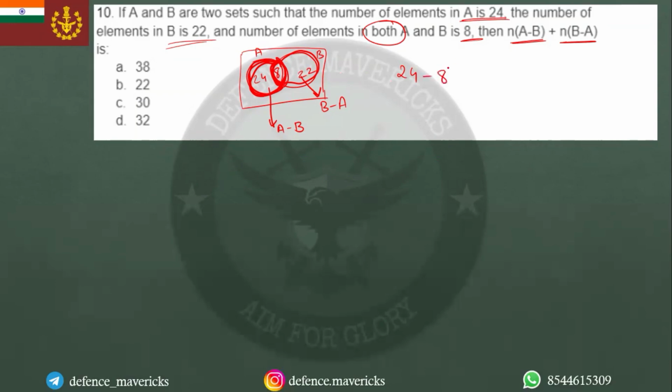ठीक है. It's not just कि something which is not in B. It is like something which is there in A but it is not in B. So these are A minus B. फिर B minus A, similarly it will be 22 minus 8. So just add these two. कितना हो जाएगा, ये 16 हो जाएगा, ये 14 हो जाएगा, 16 and 14 is 30, 30 is the answer.